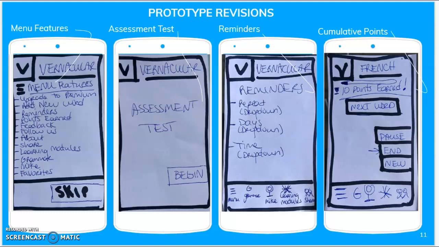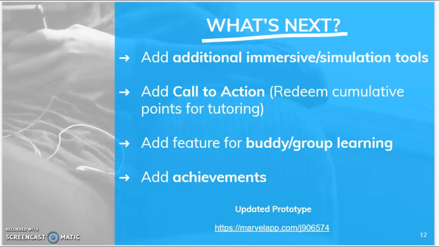Here are some of the prototype revisions. We see here that the menu features are fully outlined so the user understands the selections. We also have the assessment test, which has now been moved to the beginning as a mandatory step because that will then put the user into the correct level of learning that is required. Next is reminders. The user can choose the days, the time, etc. And then we have cumulative points, which is right underneath that progress bar and will autofill as the user is going through the lesson.